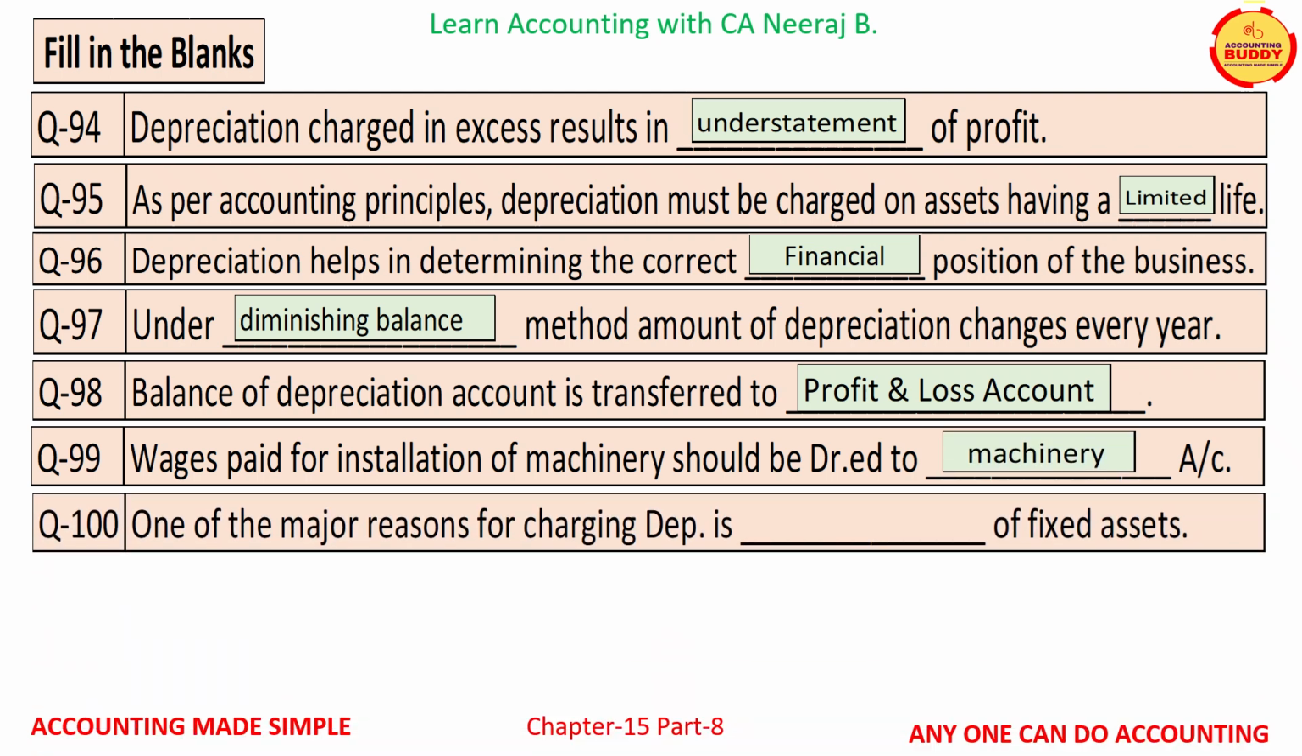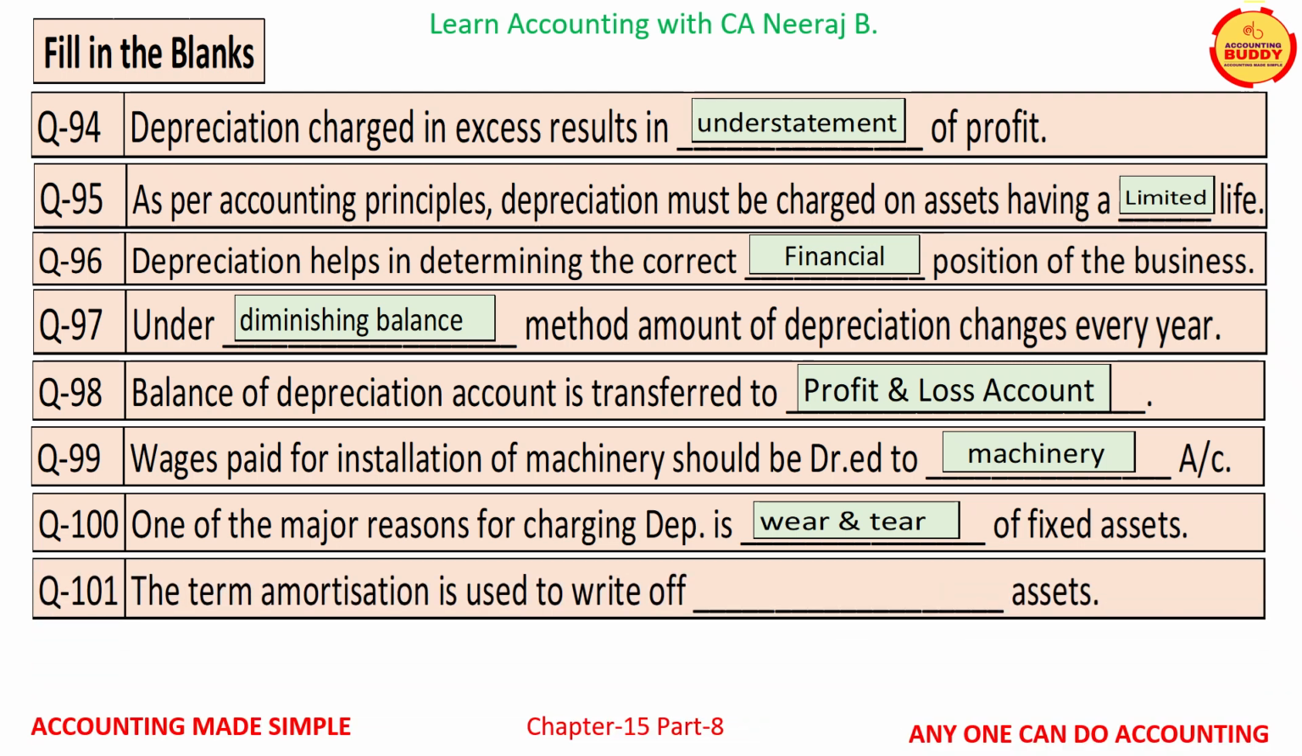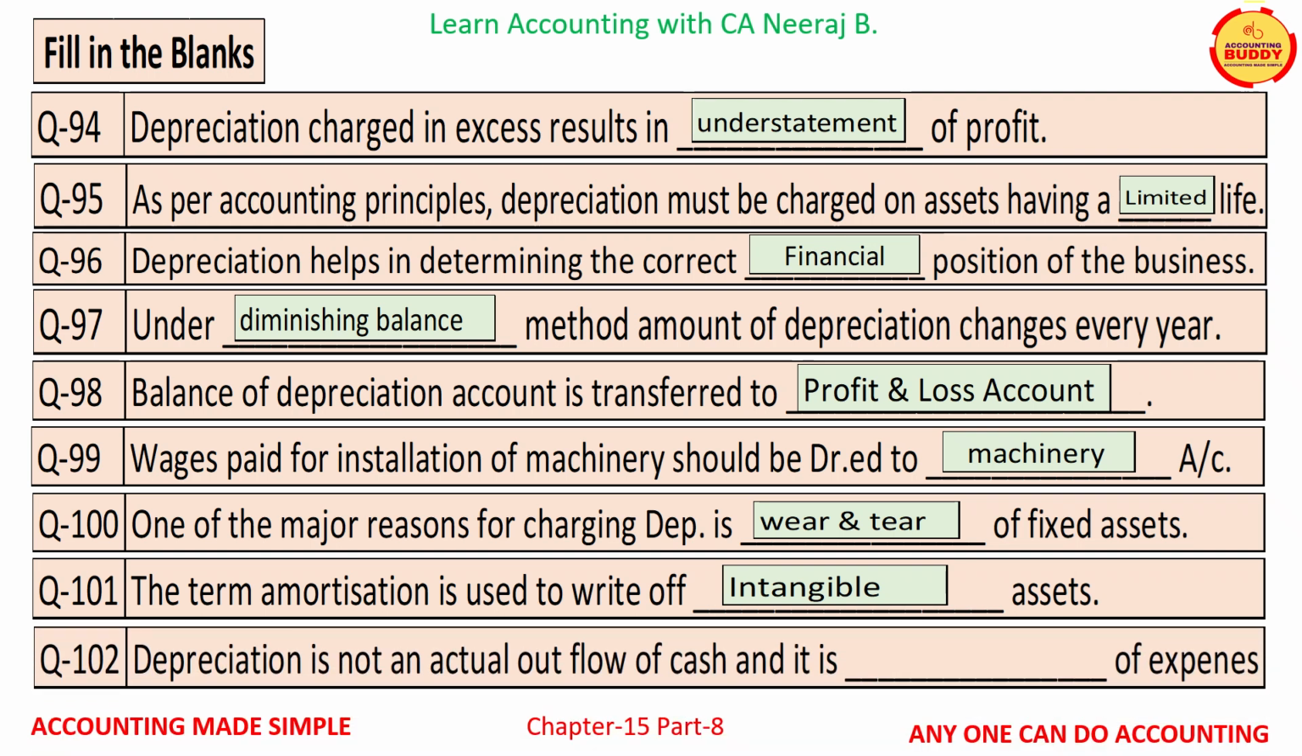Question number 100, one of the major reasons for charging depreciation is dash of the fixed assets, and the correct word is wear and tear of the fixed assets. Question number 101, the term amortization is used to write off dash assets, and the correct word is intangible assets. Question number 102, depreciation is not an actual outflow of cash and it is dash of expenses. And the correct word is provision of expenses.